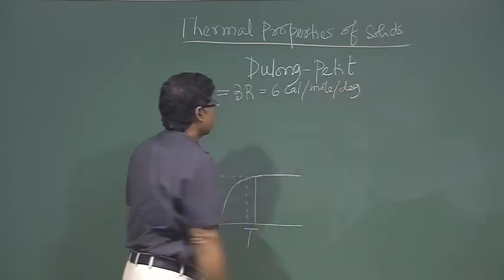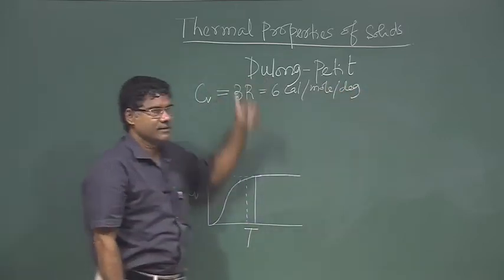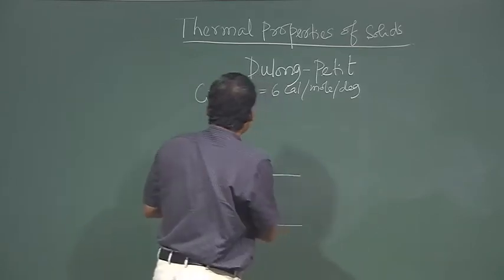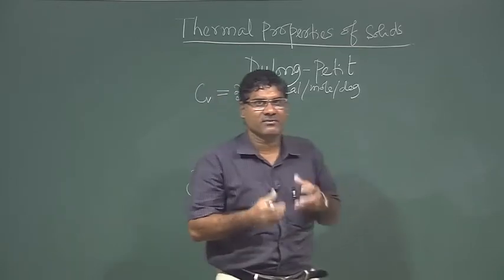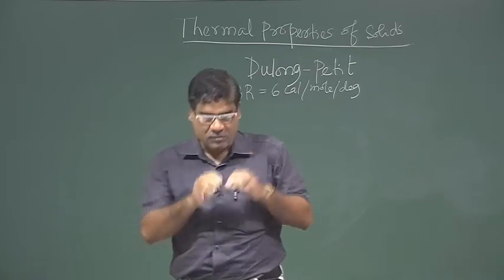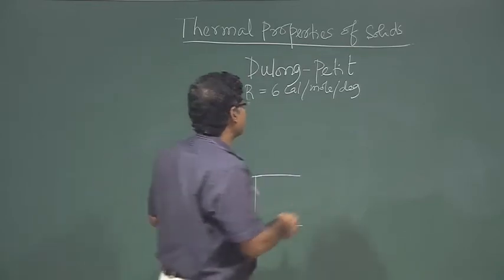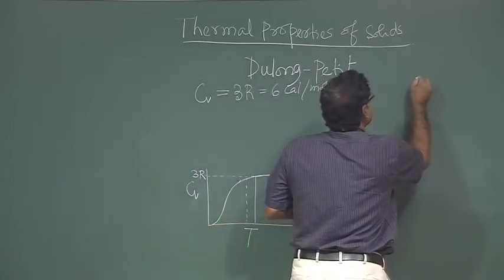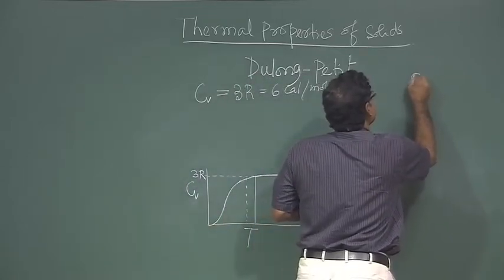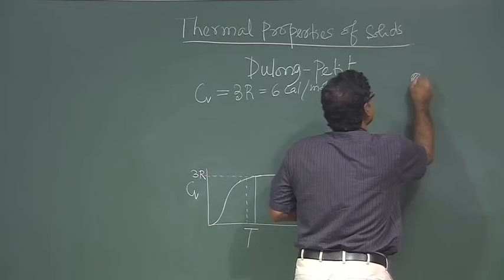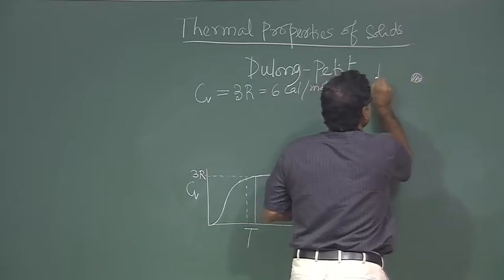So, what did they do? It is known that a solid is made of atoms. Atoms are arranged in the solid. So, they considered that these atoms in solids oscillate.